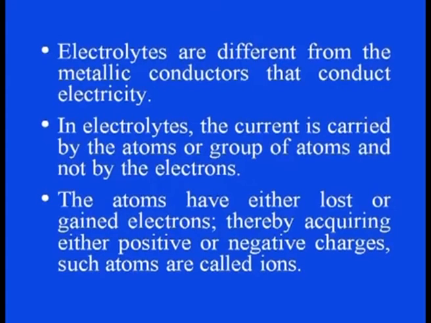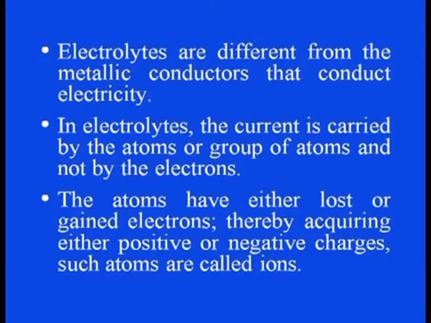Electrolytes are different from the metallic conductors that conduct electricity. In electrolytes, the current is carried by the atoms or group of atoms and not by electrons, as in the case of solid conductors, where the electrons move and as a result we get the current. The atoms have either lost or gained electrons, thereby acquiring either positive or negative charges. Such atoms are called ions.